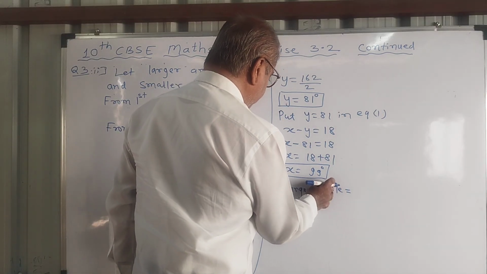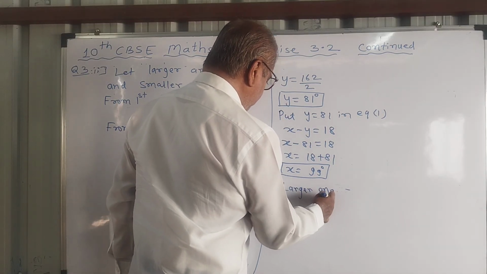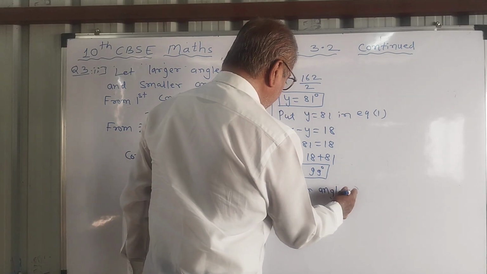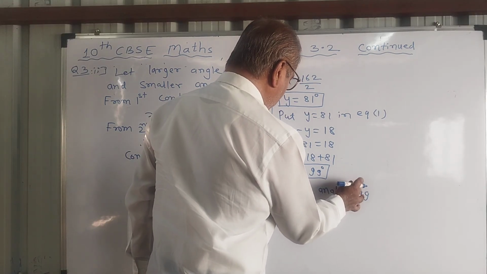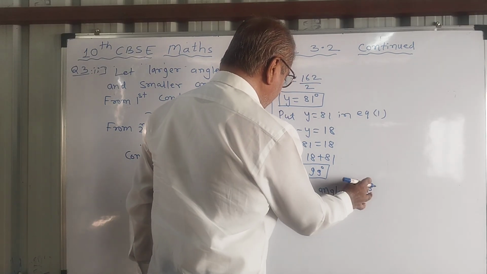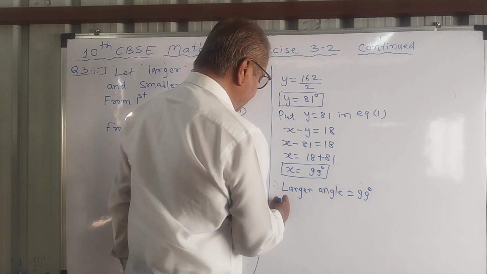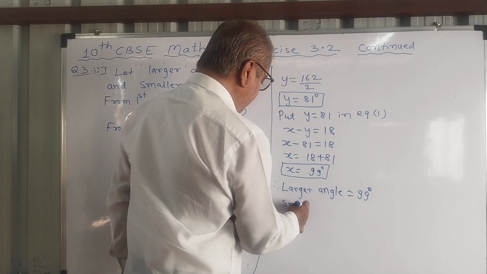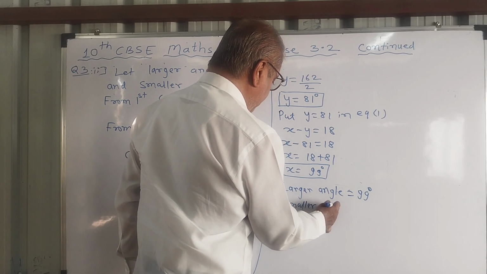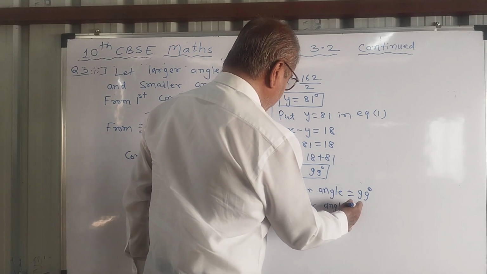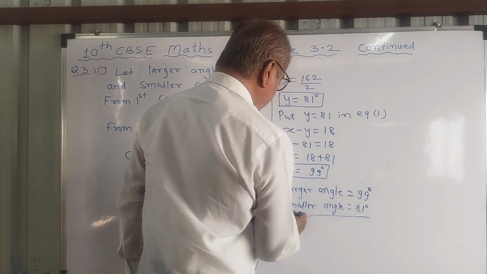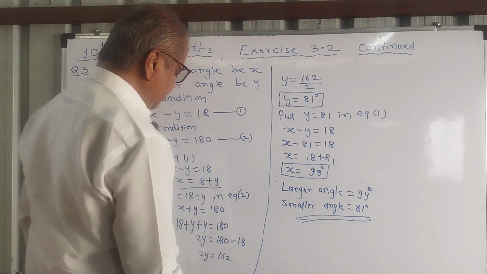is equal to 99 degrees. It is important to write the unit. And smaller angle is equal to 81 degrees. So this is your final answer.